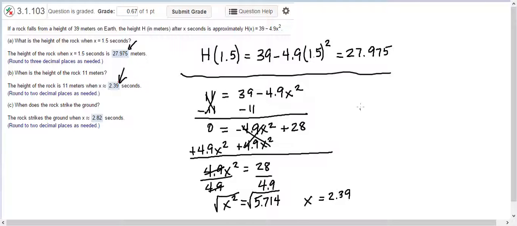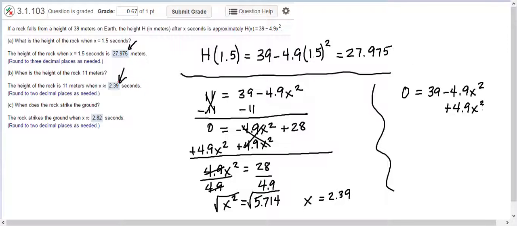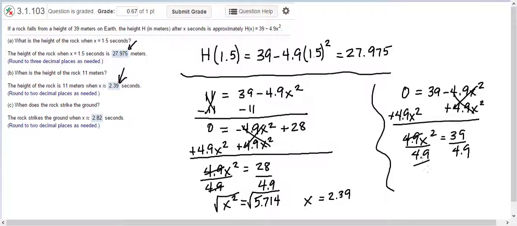Now, when does the rock strike the ground? That's going to be just the same. Instead of a height of 11 meters, the height will be 0. So we have 0 equals 39 minus 4.9x squared. Alright, and now we know what we're going to do. We're going to use that square root method again. So let's move the x squared term over here. And so I get 4.9x squared equals 39, and again we'll divide by 4.9, and then we'll take the square root of that.